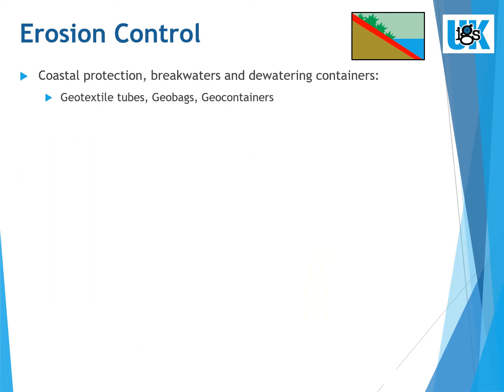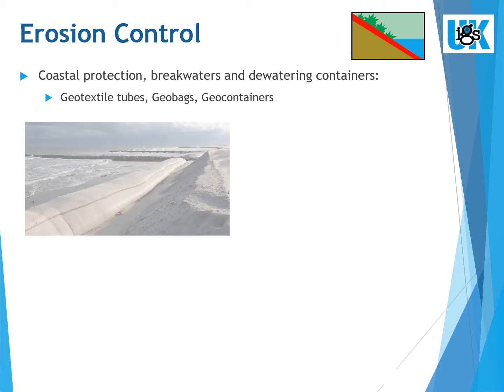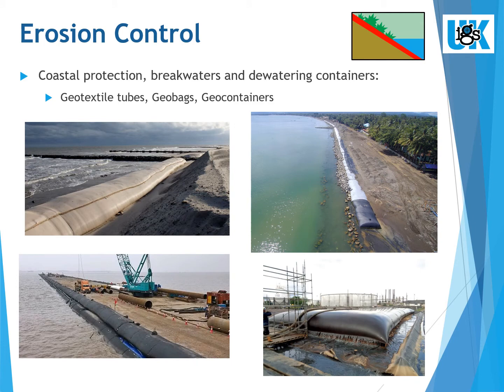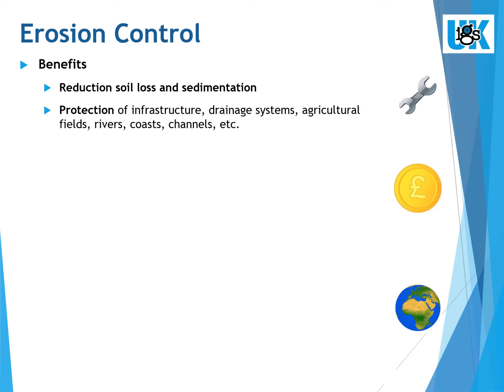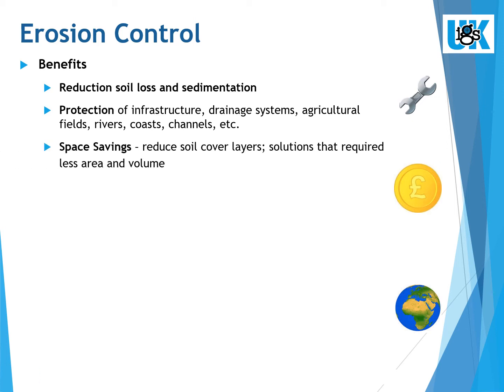There is another category of geosynthetic solution for coastal protection, breakwaters, and dewatering containers. These are the geotextile tubes, geobags, or geocontainers shown in the pictures. The main benefits of using geosynthetics for erosion control are reduction of soil loss and sedimentation, protection of infrastructure, drainage systems, agricultural fields, river, coast, channels, etc.